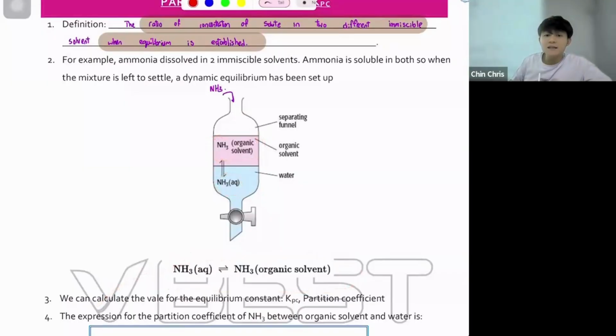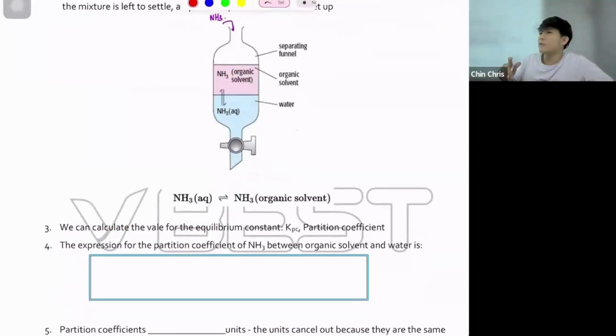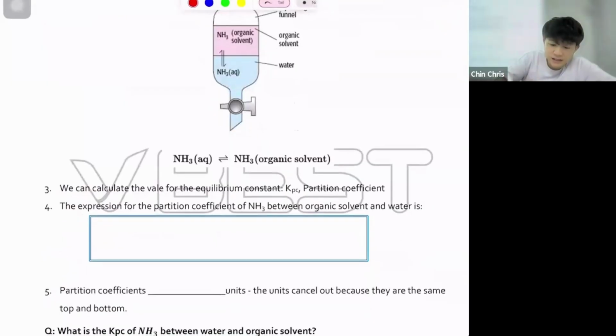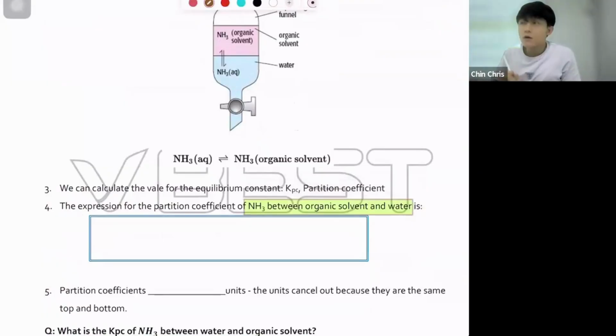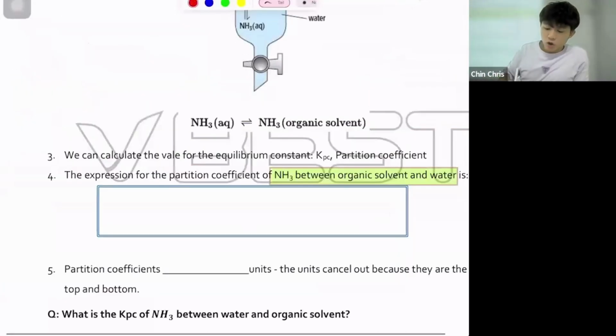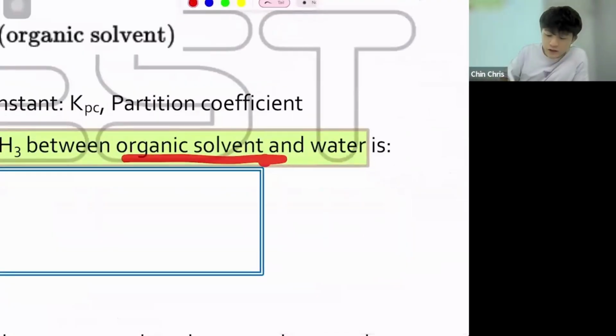Okay, so guys, the funny thing about KPC is that in the exam, this is very tricky because it's not specified properly in the syllabus. You have to read the question really, really carefully. When you are doing KPC, the first thing is to read the question, because sometimes they will swap it. Between organic solvent and water, the sequence matters. Guys, again, the sequence matters.